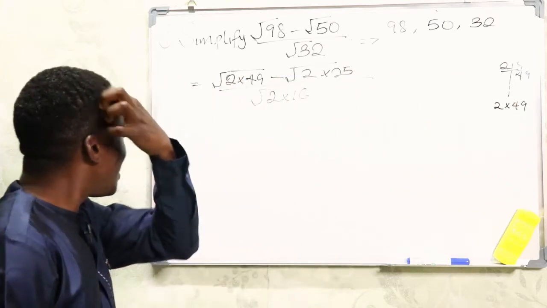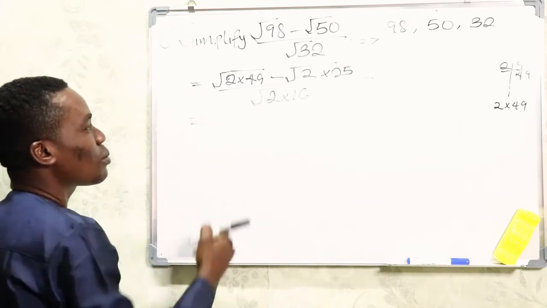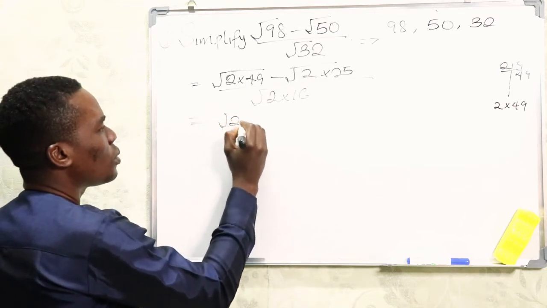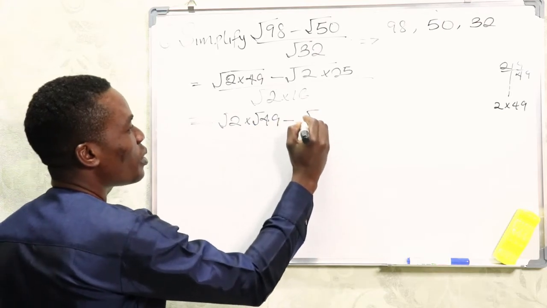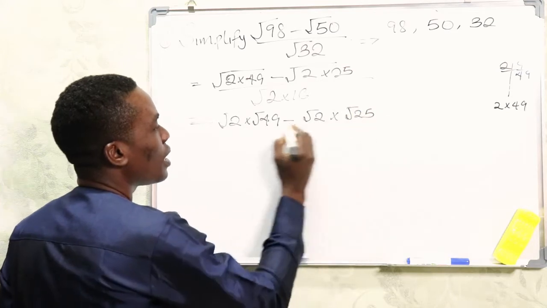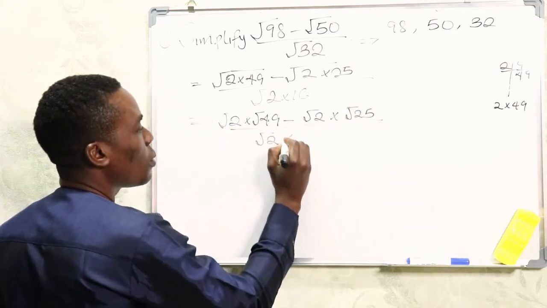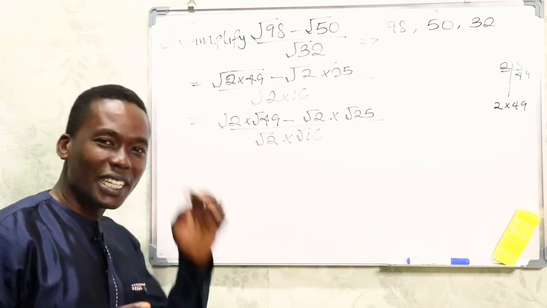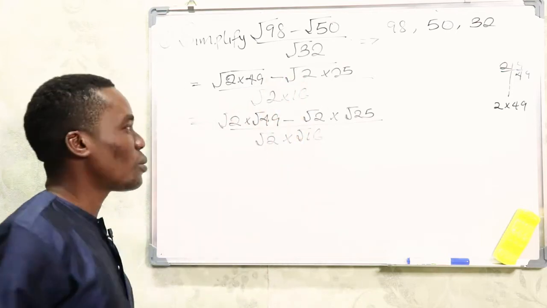Now let's look at that. We want to solve this, breaking this down further to get an absolute solution. Now, this will give us square root of 2 multiplied by square root of 49, minus square root of 2 multiplied by square root of 25, divided by square root of 2 multiplied by square root of 16. Now, do you notice how we've been breaking it down? This is exactly what I want you to do whenever you're given a question on surds.